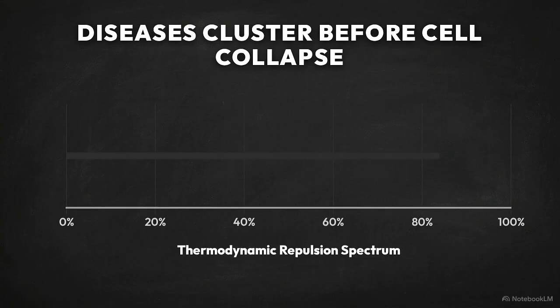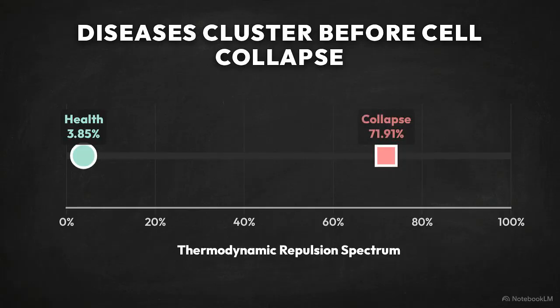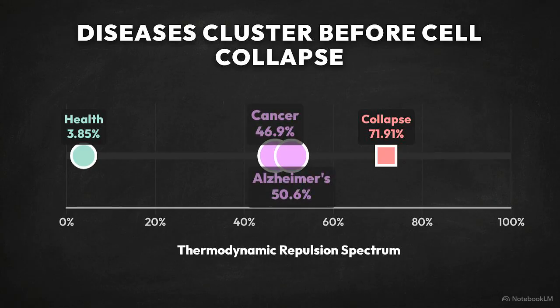This plots force field thresholds. A healthy cell maintains 3.85% repulsion. Structural integrity collapses at 71.91%, the threshold for cell death. Cancer and Alzheimer's occupy the 46 to 50% middle ground, far from the baseline but below structural collapse.